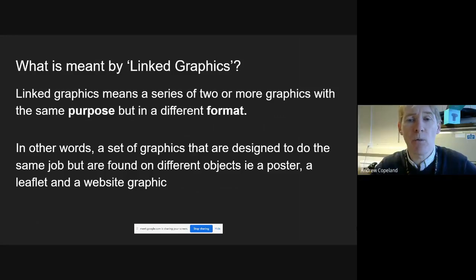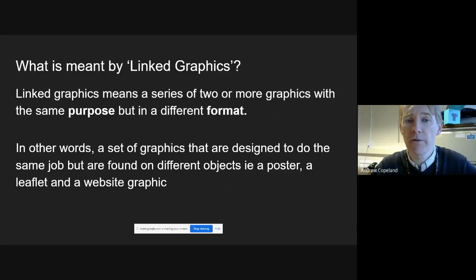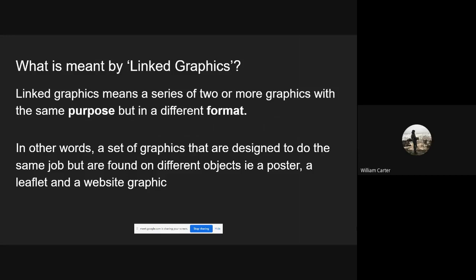Harry, just repeat what you said about what the format of a graphic was. The background that the graphic is on. Yeah, the thing that it's on, that's it. The thing that it's glued to or stuck on or kind of part of, really. And William, if you can hear me, can you give me some examples of the format of a graphic?